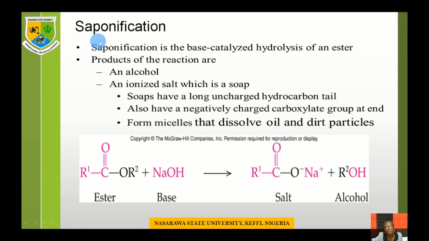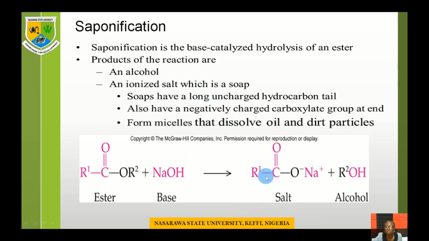Then the other one is saponification. It's also one of the reactions of fatty acid. Ester reacts with a base to form a salt and an alcohol. The salt is normally known as our soap. It's known as soap. So saponification is the base catalyzed hydrolysis of an ester. All right, and the products of the reaction are an alcohol and an ionized salt, which is a soap.